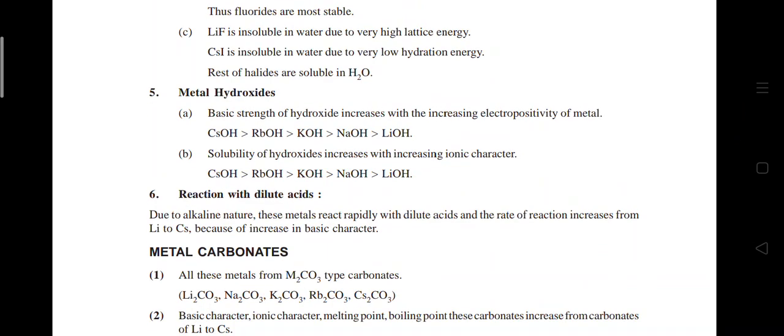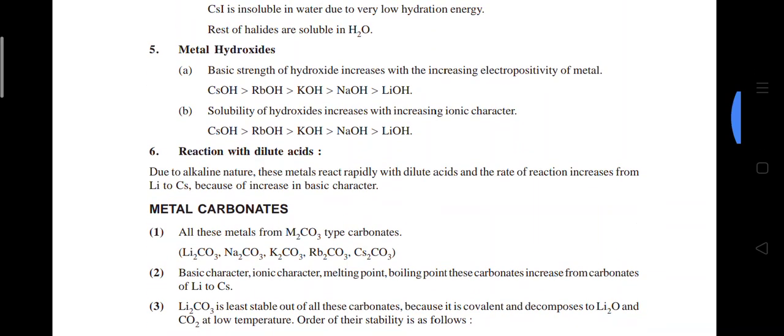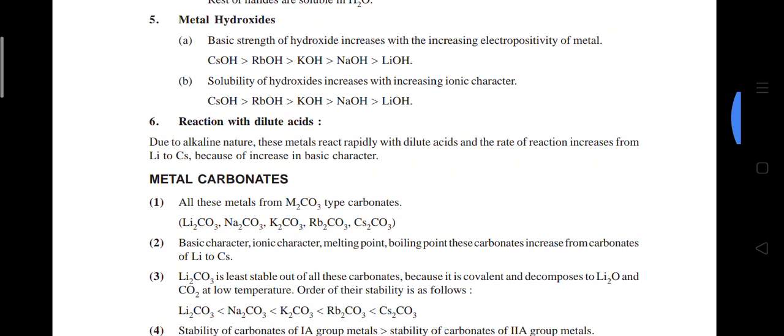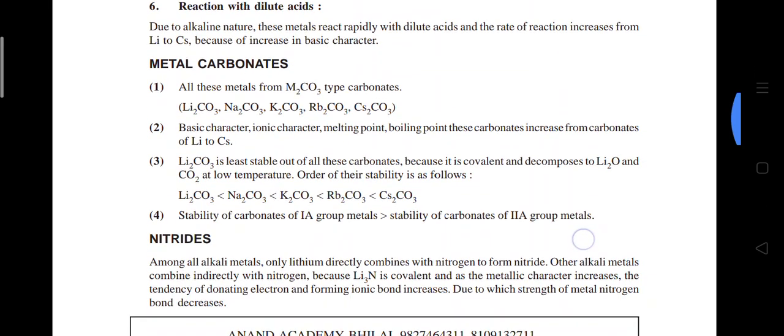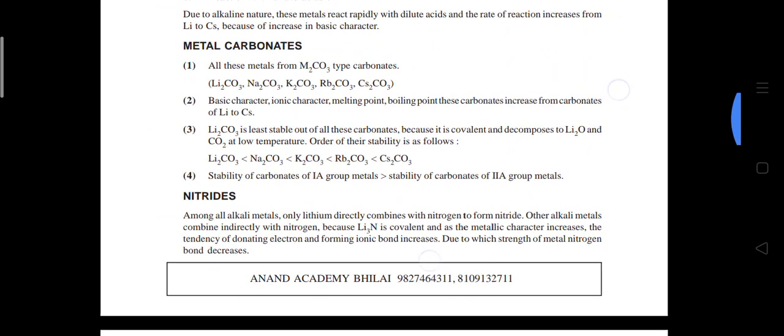Fifth, metal hydroxide. Basic strength of metal hydroxide increases with increasing electropositivity of metal. Solubility of hydroxide increases with increased ionic character. Sixth, reaction with dilute acids. Due to alkaline nature, these metals react rapidly with dilute acid and the rate of reaction increases from lithium to cesium because of increase in basic character.